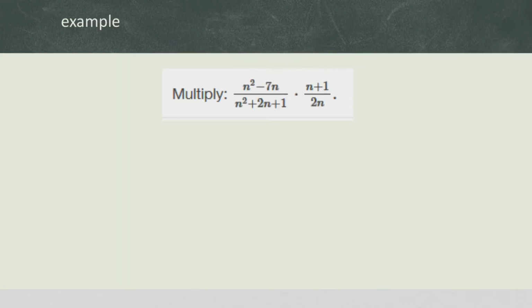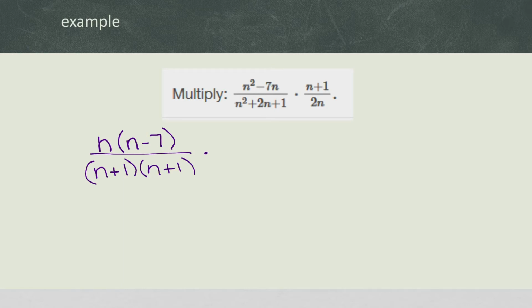Okay, let's take a look at this problem. We're going to start with factoring each piece that can be factored. This can be factored, and this can be factored. So let's do that. The numerator factors to be n times n minus 7. All we did was factor out the GCF. The denominator factors to be n plus 1 times n plus 1.